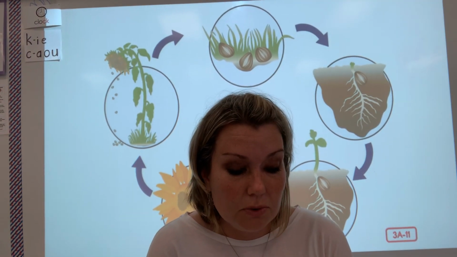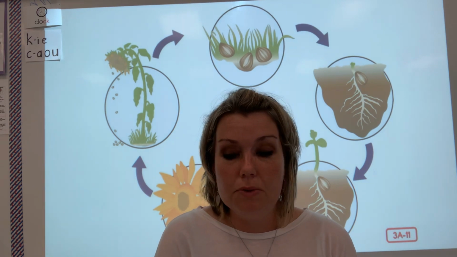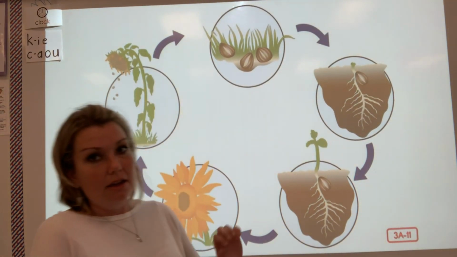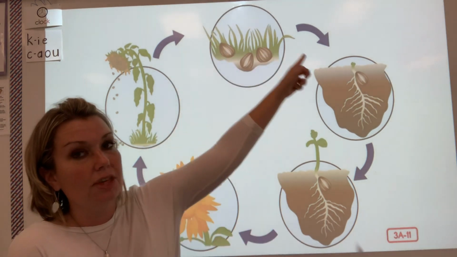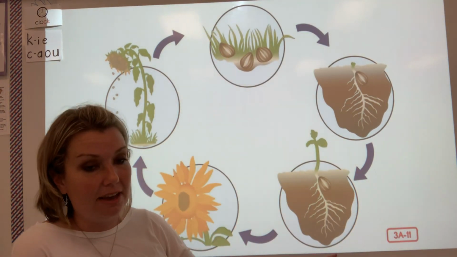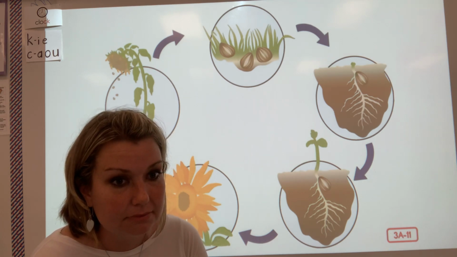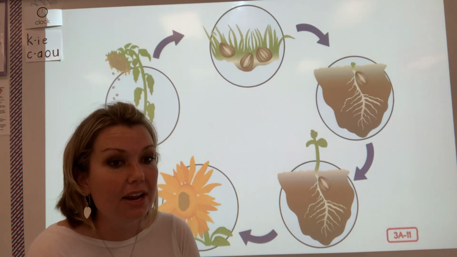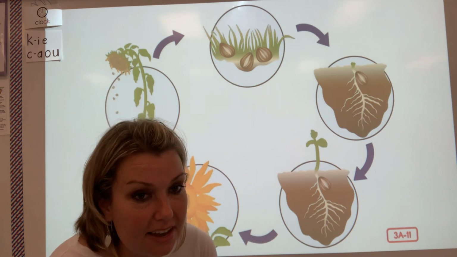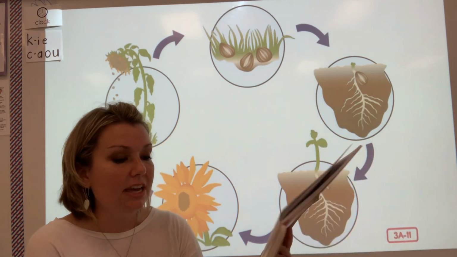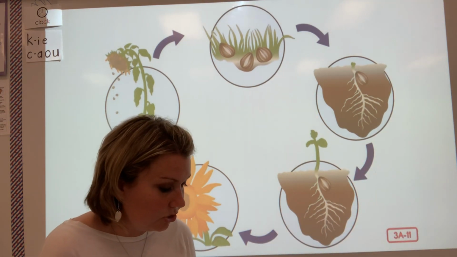Very good. So it is talking about how plants grow and change, and it talks about the life cycle of a plant. When plants grow and change, that's called a life cycle. Can you say life cycle? Life cycle. I want everybody to say it. Say life cycle. Life cycle. Very good. That's how plants grow and change.